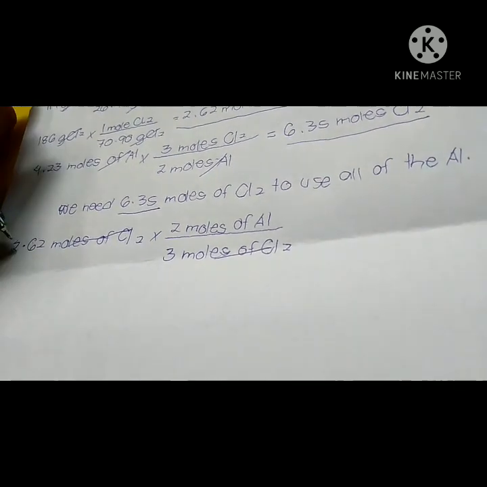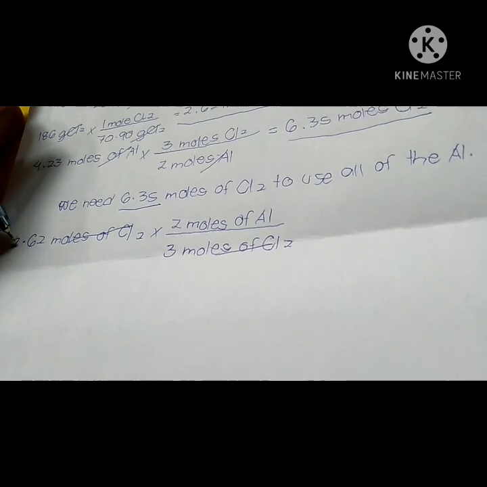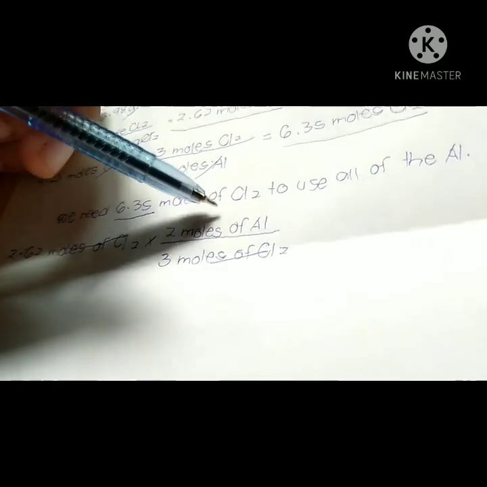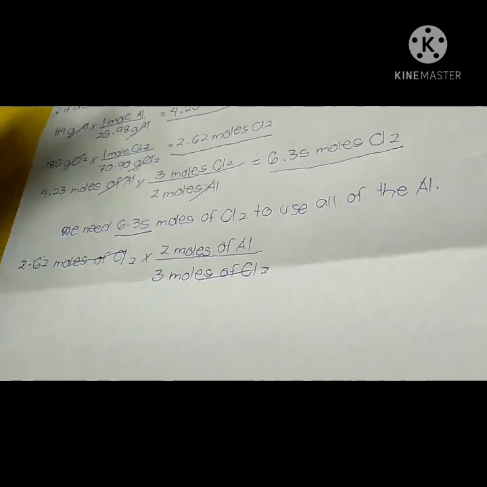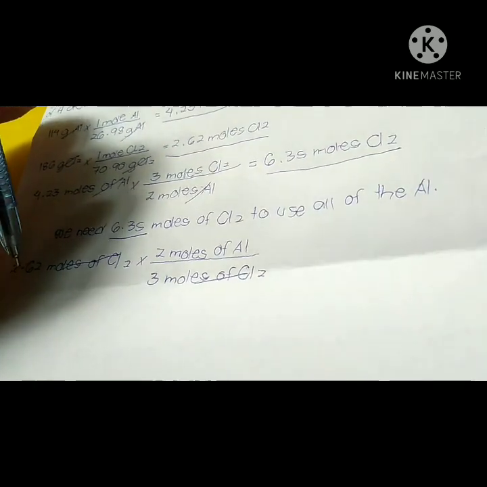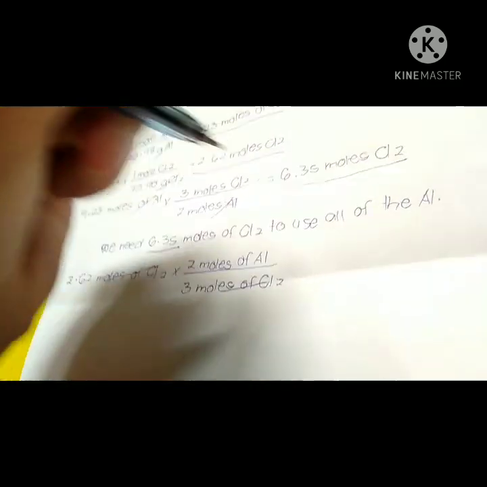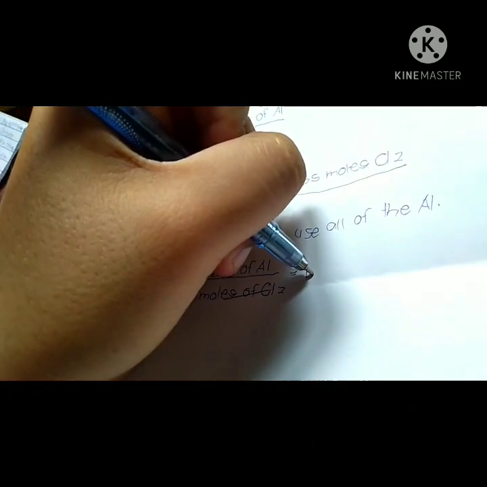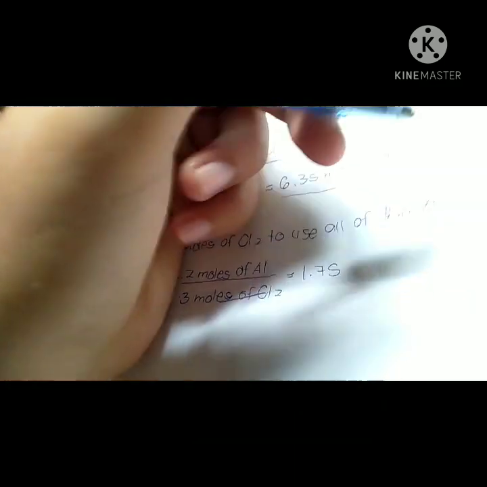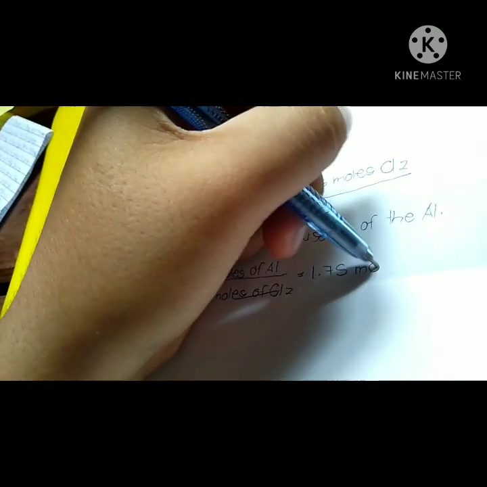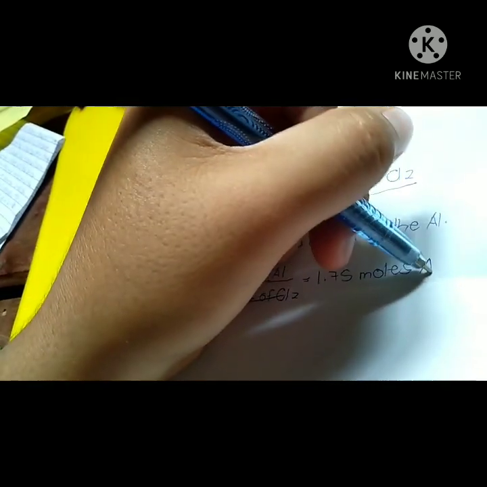So I'm gonna multiply this by 2.62 times 2 divided by 3. So the answer is 1.75 moles of Al.